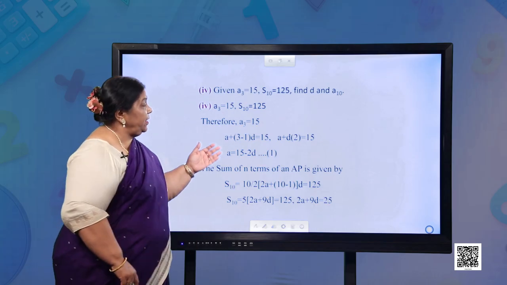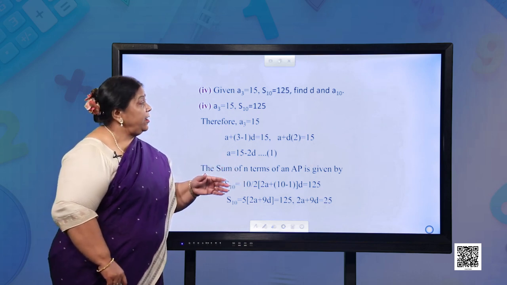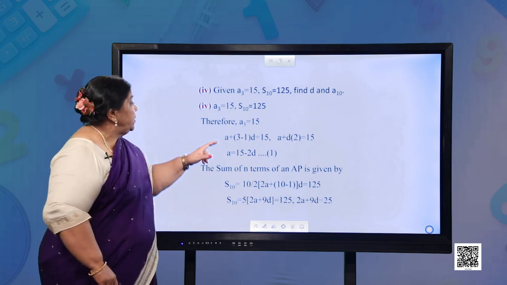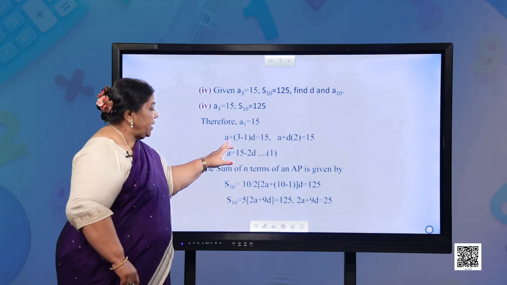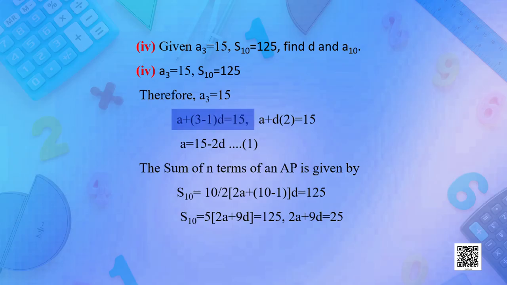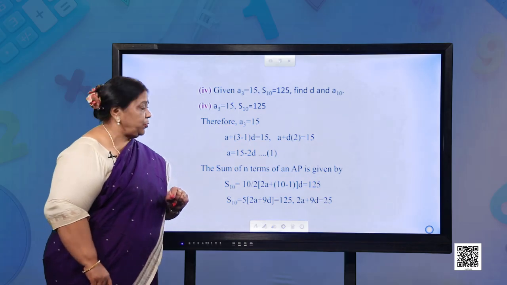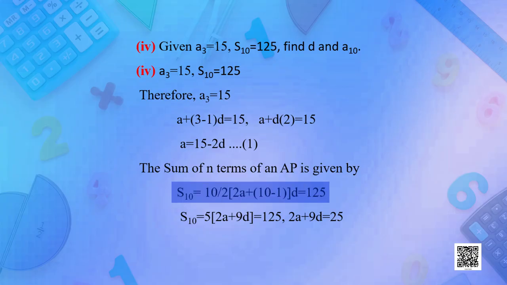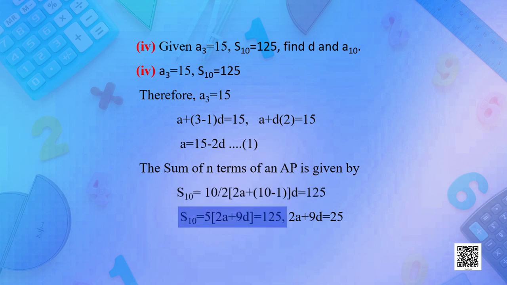Here, A3 is 15, S10 is given as 125. We are supposed to find D and A10. Okay, so the common difference and the 10th term. So, A3 is 15 means I can write down A plus 3 minus 1 into D as 15. That is, A plus 2D is equal to 15, or A is equal to 15 minus 2D. Let us take this as equation number 1. Now, the sum of n terms of an AP is given by S10 is equal to 10 upon 2 into 2A plus 10 minus 1 into D, that is equal to 125. So, 10 upon 2 is 5 multiplied by 2A plus 9D is equal to 125.